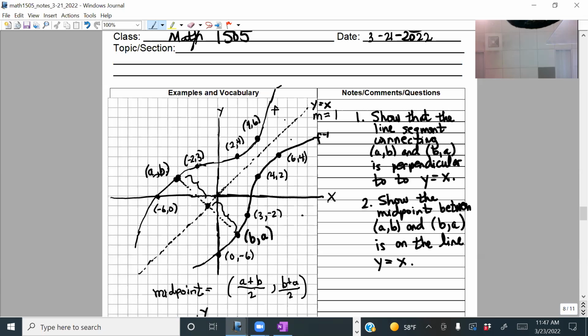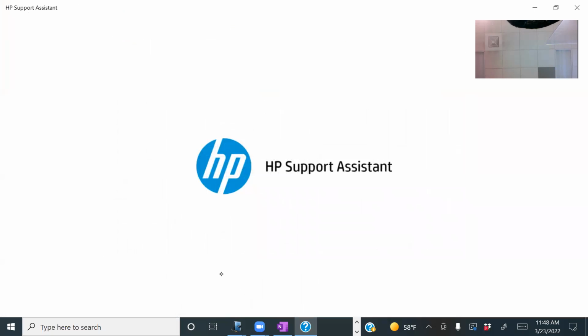But if you have a point and the x coordinate and the y coordinate are the same, guess where that point is going to fall? It's going to fall on this line, because this 45-degree line is y equals x. That's the equation for this 45-degree line. And if y equals x, that means the x coordinate and the y coordinate are the same. So this midpoint indeed, darn it.